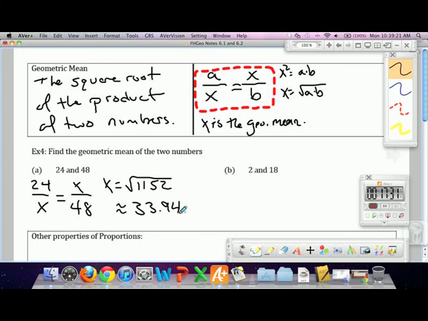Okay. 2 and 8. Well, find this geometric mean. You get 6, I believe. 2 and 18, excuse me. I believe it's 6.